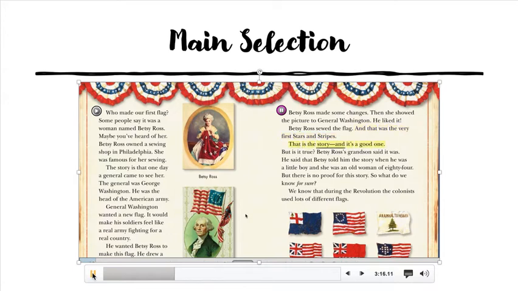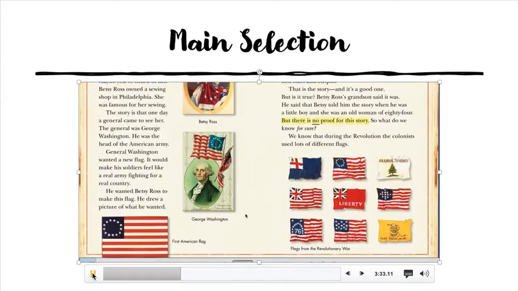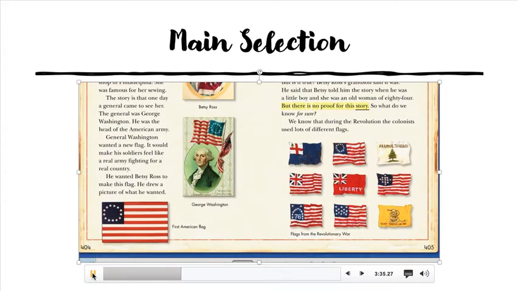That is the story, and it's a good one. But is it true? Betsy Ross's grandson said it was. He said that Betsy told him the story when he was a little boy, and she was an old woman of 84. But there is no proof for this story. So what do we know for sure? We know that during the Revolution, the colonists used lots of different flags.